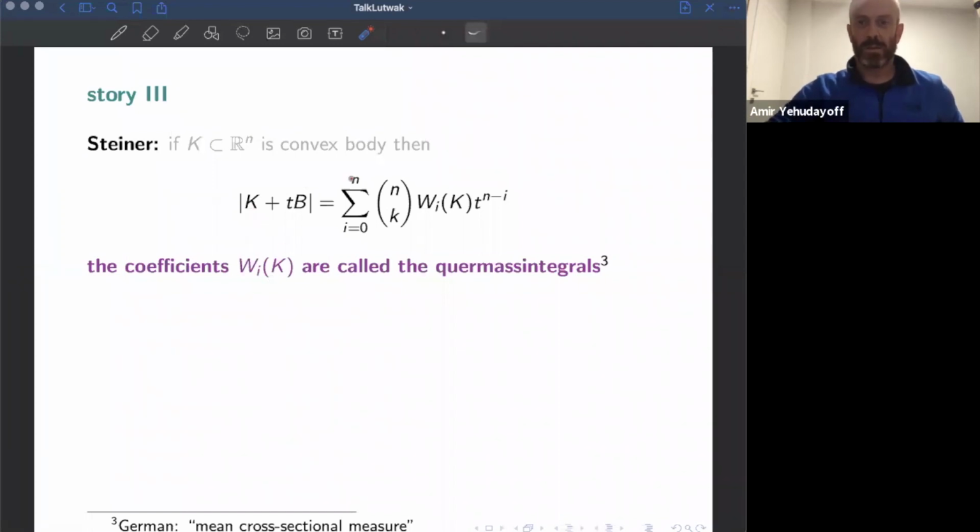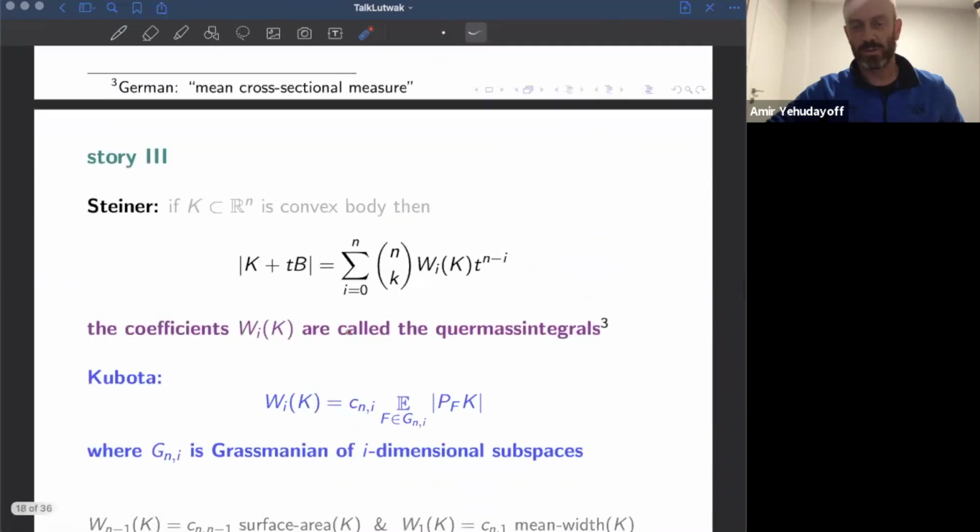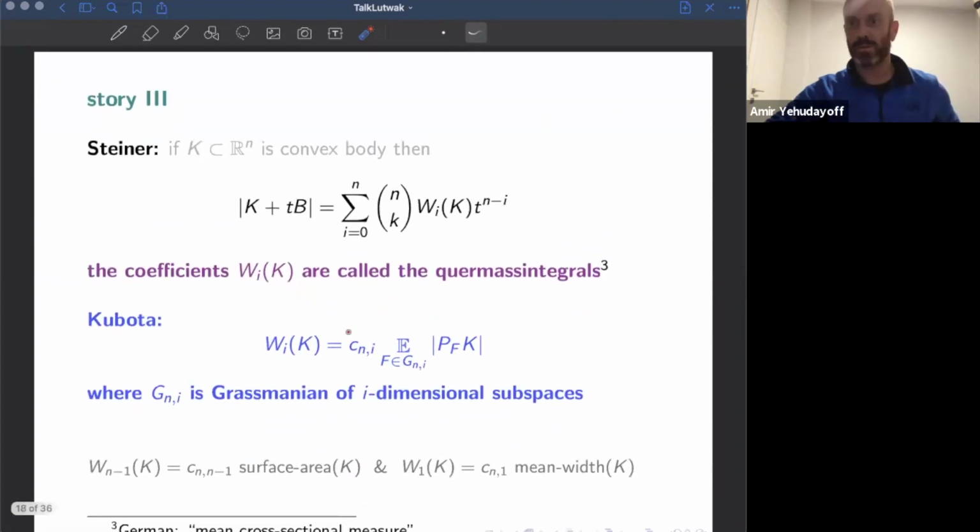And now you can ask, what are these numbers that are written here? And then Kubota, which is another person, told us how to compute these numbers. So he said, you want to know what this number is? You take your convex body and then project it to a random i-dimensional space. You measure the volume of the projection, take the expected value, and this is the number. Okay, so this is called Kubota's formula.